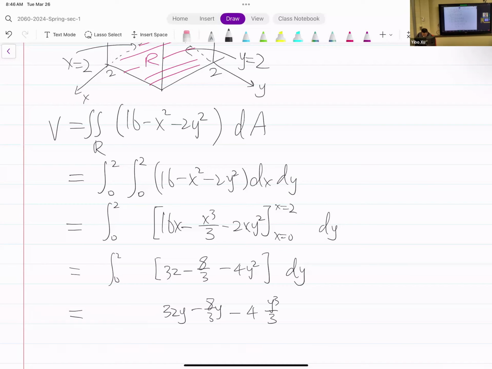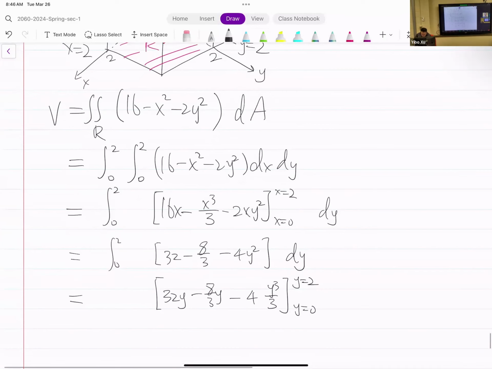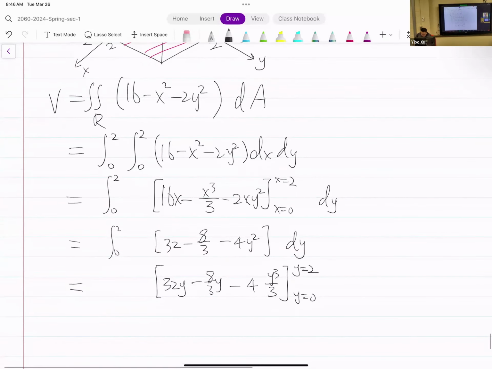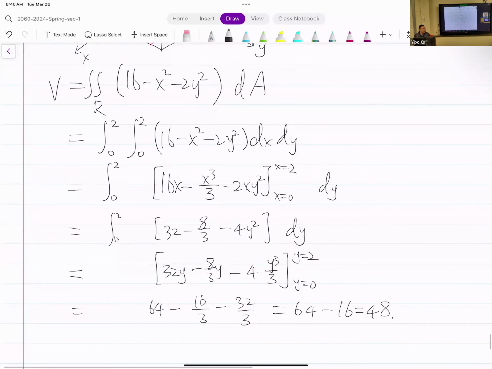Whenever you do an antiderivative, always quickly differentiate in your mind and see if you get the inner function back, the function that you're integrating. Now evaluate y equal to 0 and y equal to 2. Once again, 0 doesn't give you anything. Evaluating at 2: 64 minus 16 over 3 minus 4 times 8, that's 32 over 3. So this is exactly 64 minus 16, which is 48. So it's good.